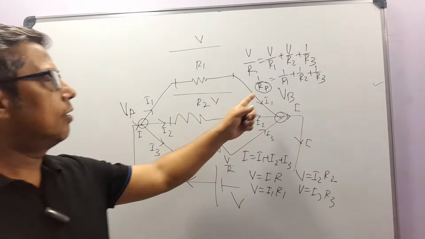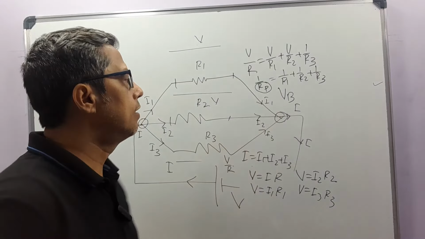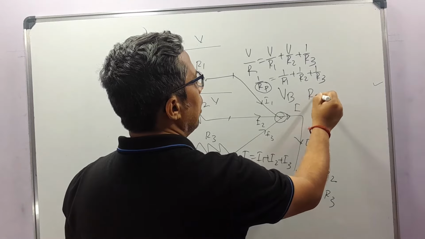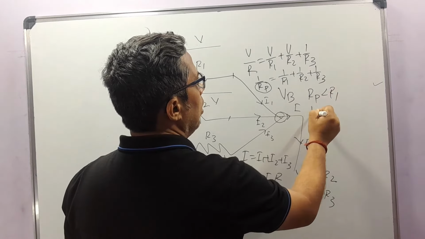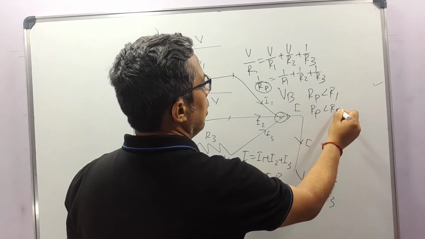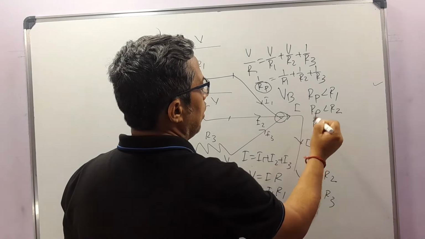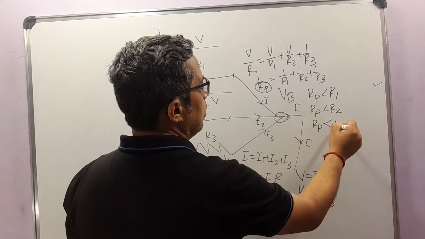For a parallel circuit, this resistance RP is always less than any single resistance: RP is less than R1, RP is less than R2. The resultant or equivalent resistance will be less.